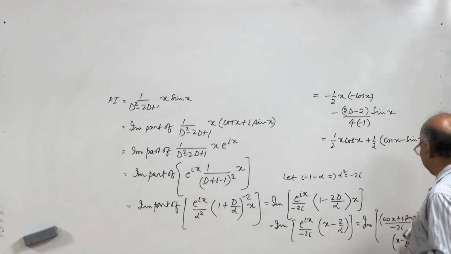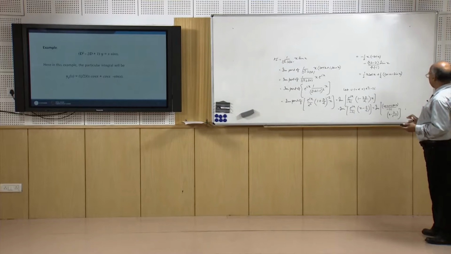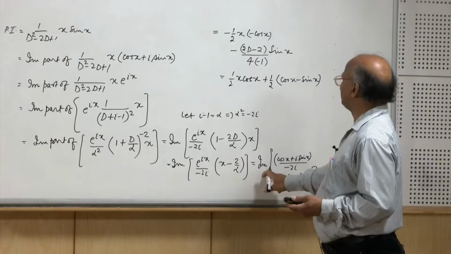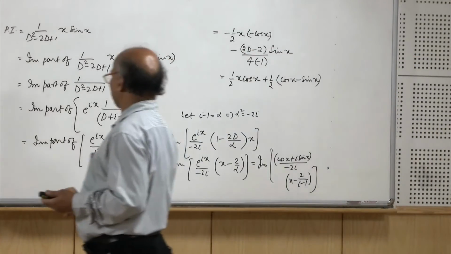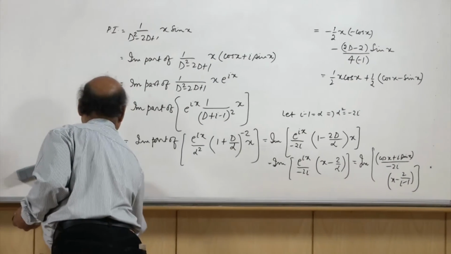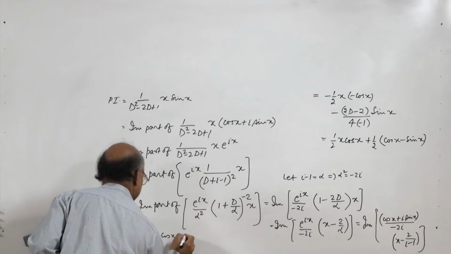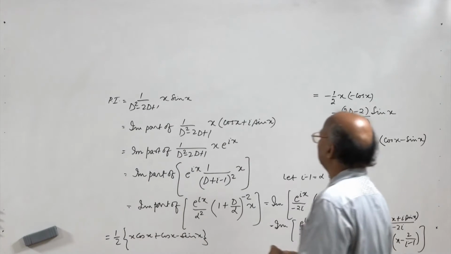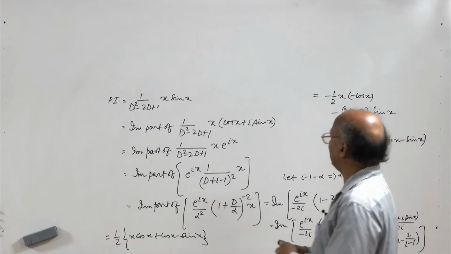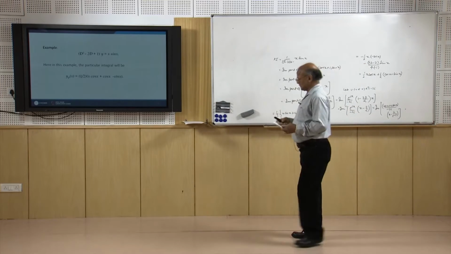So, when you simplify this expression, write it as a complex number a plus ib, and then take the imaginary part, you will get half of x cos x plus half of cos x minus sin x. So, we get half of x cos x plus cos x minus sin x. So, this is an alternate method of obtaining the particular integral for functions of the type x into sin x.